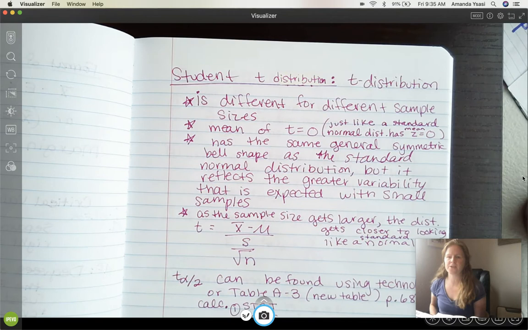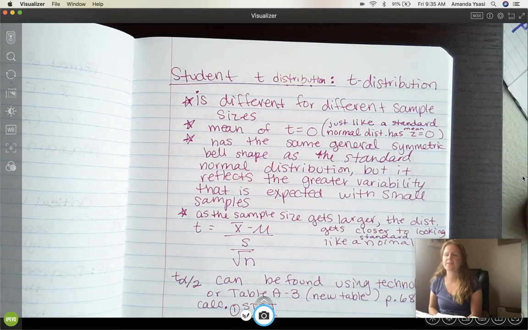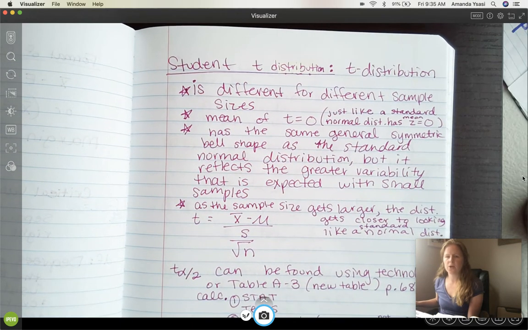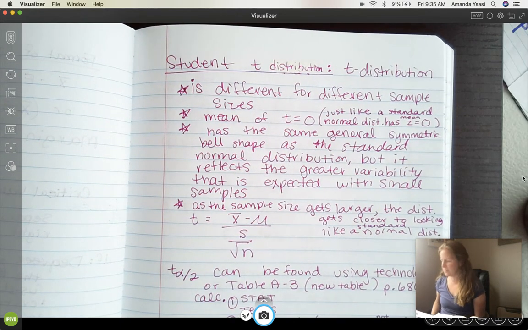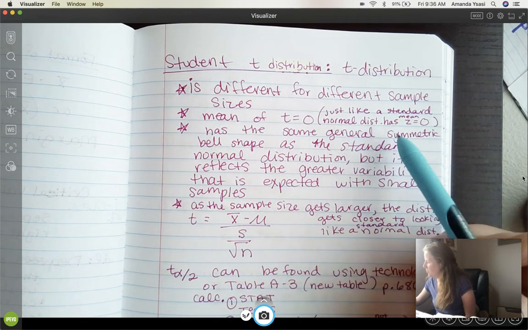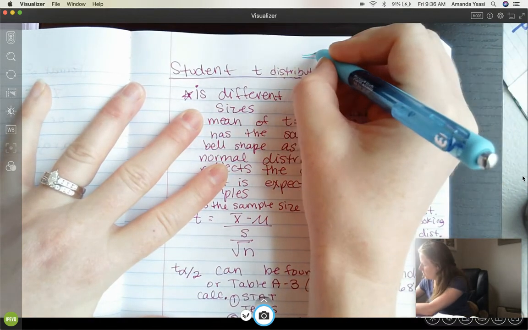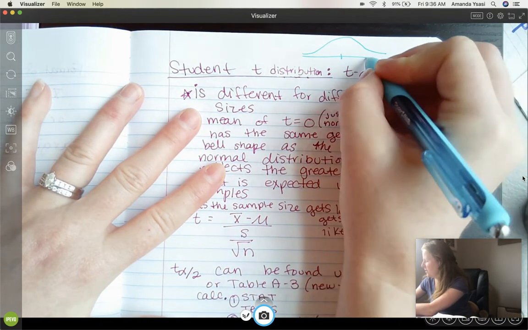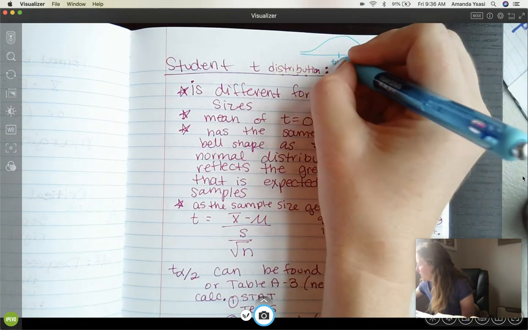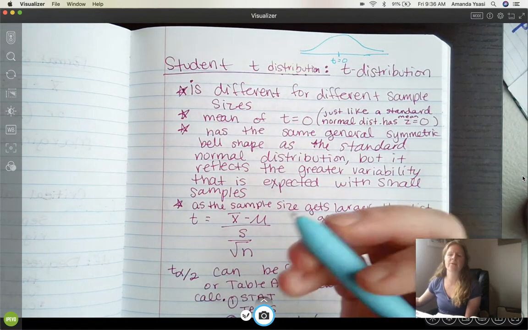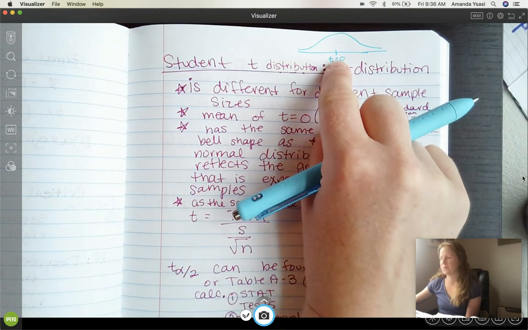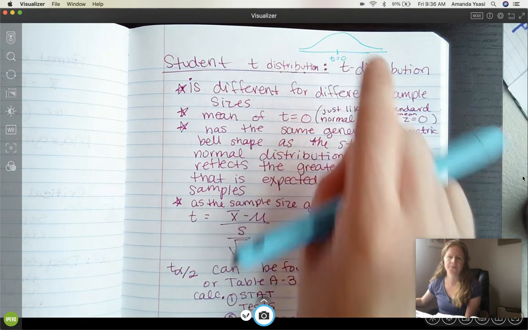Here's some important information about the t distribution. We're going to do the student t-test, or just t-test, and we'll see that in our calculator. It is different for different sample sizes. The mean t equals 0, just like the standard normal. Whenever we do our standard normal, we have Z in the middle, and the same thing will be here: your t equals 0 will be in the middle, just like the normal distribution, Z equals 0. Remember, that's how far away it is from your mean, so if it's on the mean, it's 0.